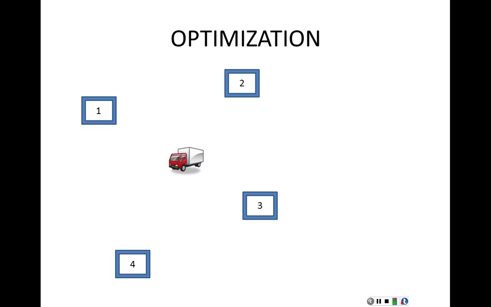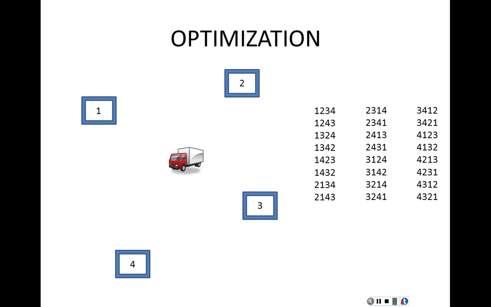Well, with 4 locations, we have a possibility of 24 different routes. You could go to store 1, then store 2, then store 3, then store 4, or you could go to 1, then 2, then 4, then 3, etc. And you can see by looking at these choices that 1, 2, 3, 4 is really the same as 4, 3, 2, 1. It's just that you're doing it backwards. So in terms of the distance traveled, they're the same. You're just doing it in a different order.